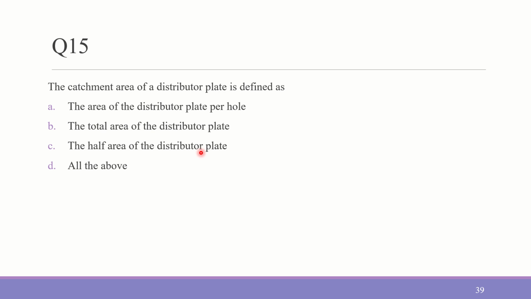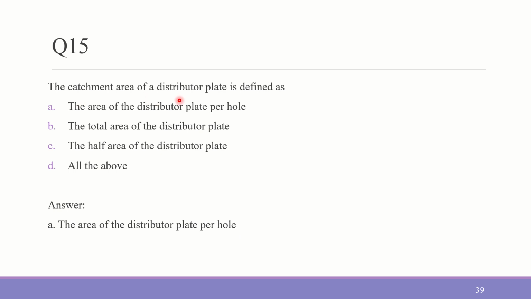Catchment area of the distributor plate is nothing but area of the distributor plate per hole, which is the right answer. The catchment area of a distributor plate is defined as the area of the distributor plate per hole. That is what we call catchment area of a distributor. So option A is the right answer, area of the distributor plate per hole.